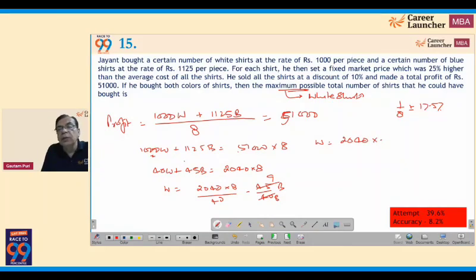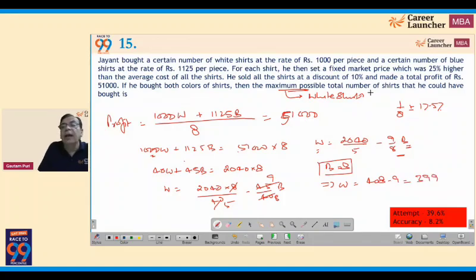2040 into 8. Okay, 8 ones are 8, 8 fives are 40. So the minimum value of B has to be equal to 8. Only when B is minimum will W be maximum. So B has to be equal to 8, because if B is less than 8, this will be a decimal. So W will be equal to 408 minus 9, which is equal to 399. So the answer should be 399 plus 8, which is 407.